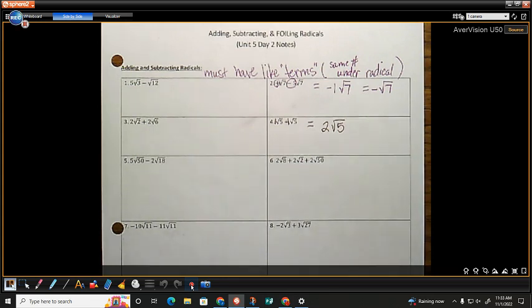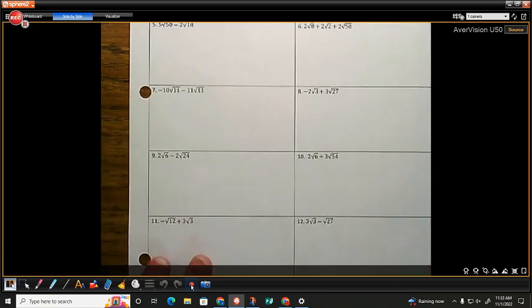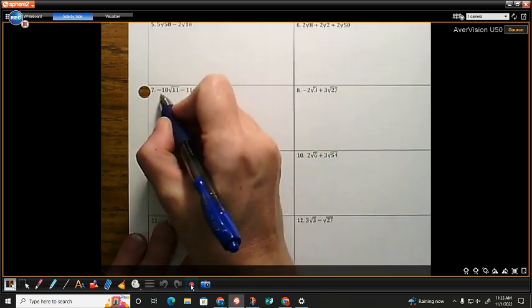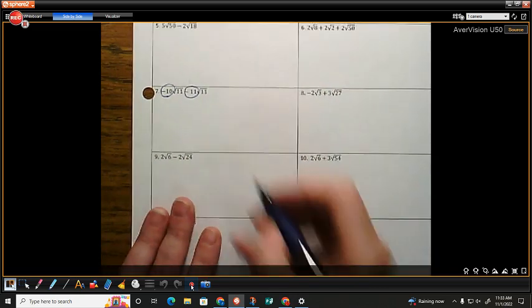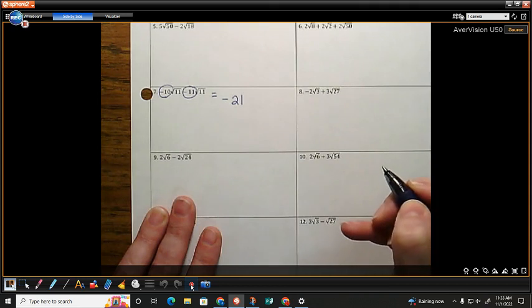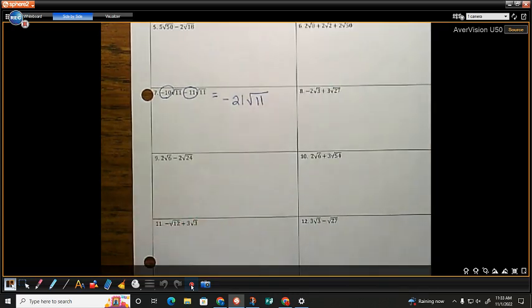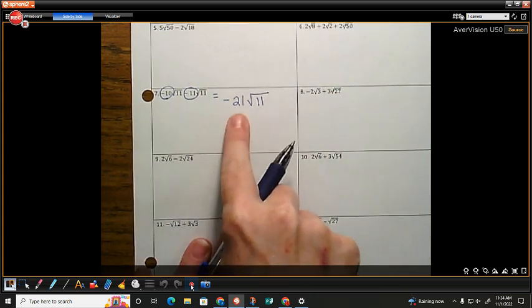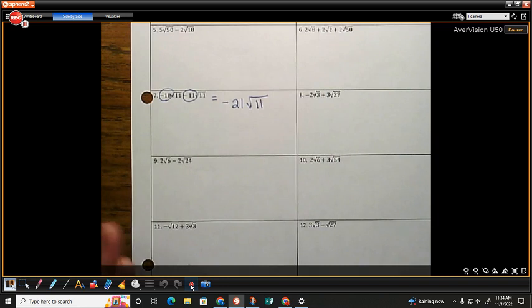Okay? And you're like, great, I can do this. Go to number 7. You've got negative 10 root 11s minus 11 root 11s, and now you have to know how to do your negatives. Negative 21 what? Root 11s. You have to say either radical or square root or root. You can't just say 21 11. You have to say negative 21 square root 11 or something along those lines. Okay? So you're like, okay, yeah, I can do this. This is just dogs being added to dogs all over again.